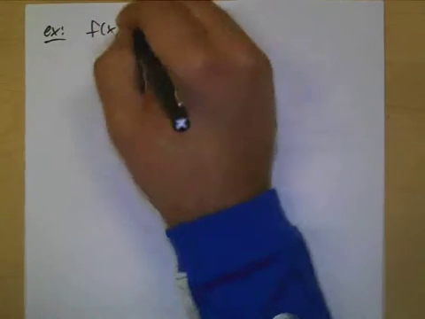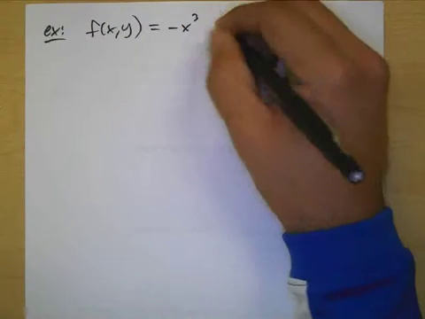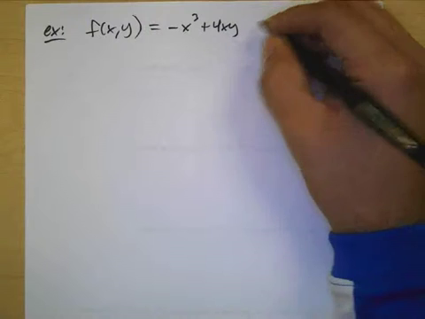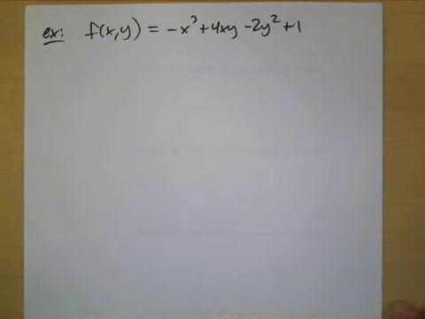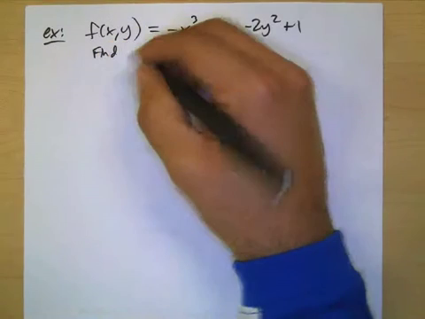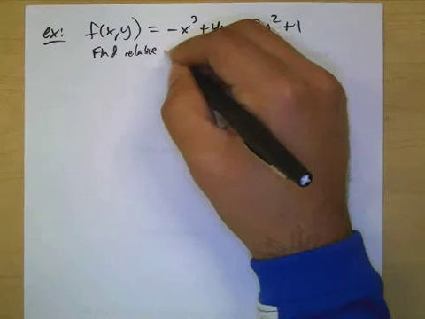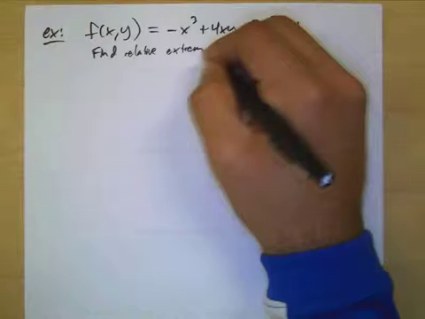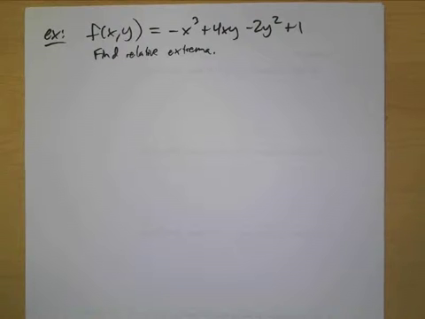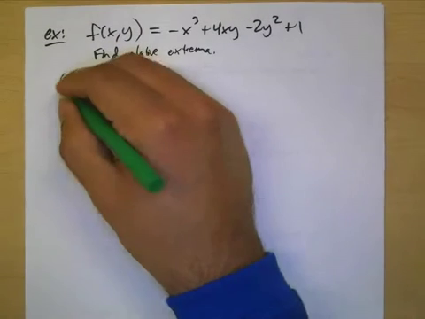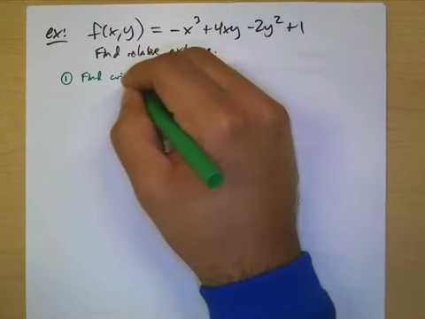Okay, let's try this example. Let's say f of xy equals negative x cubed plus 4xy minus 2y squared plus 1. And we just want to find the relative extrema. Okay, so first, we need to find critical points. Where are we going to do this test, right?